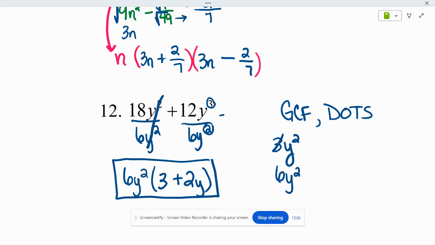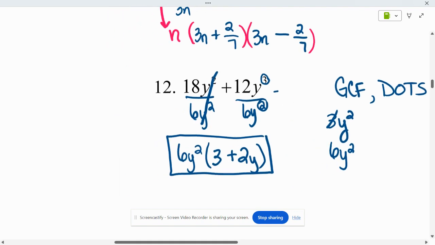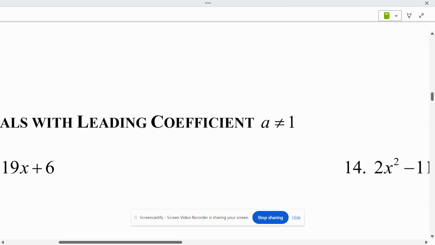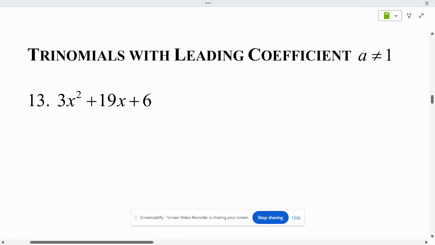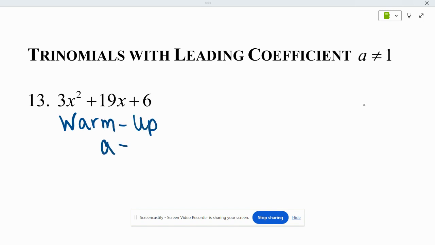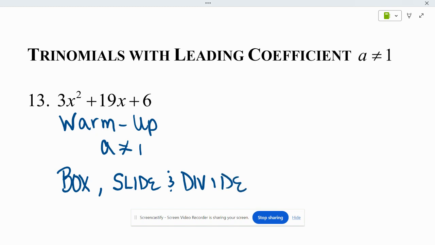So which one of those did we do in our warm-up? Do you guys see it? Yeah, number 13 was one of your warm-up questions. This was your warm-up. So this one is already done for you. And this was an A does not equal 1. And we used both the box method and the slide and divide with this, right? We did both. So you're just going to write your answer. You don't have to use both methods. Just choose one of those methods and fill that in, okay, when you do that one.